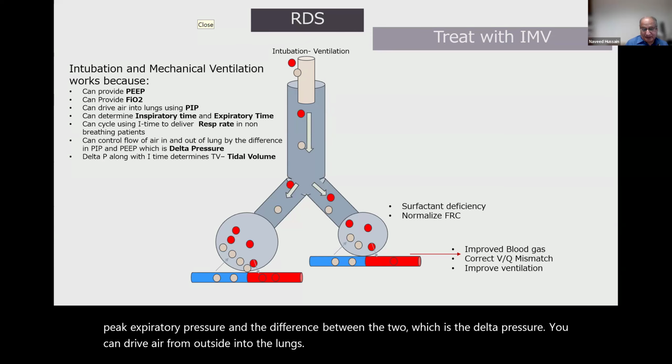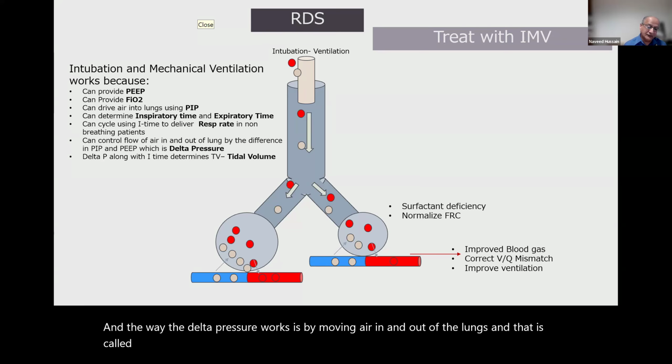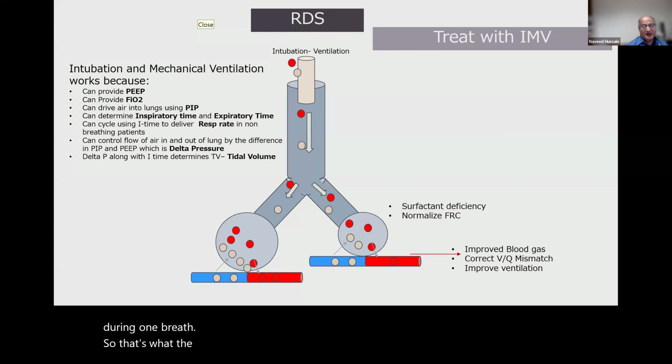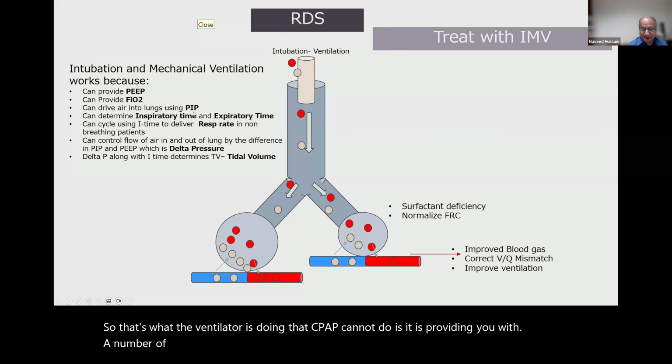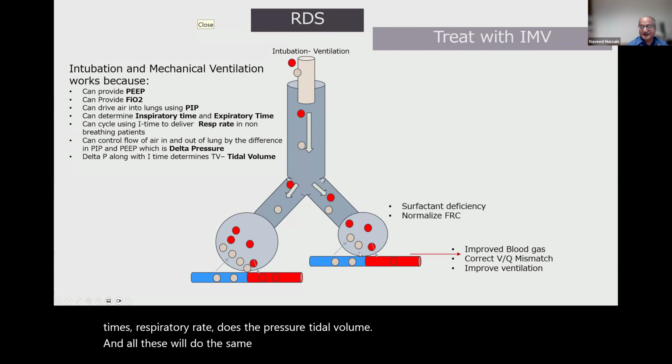And the way the delta pressure works is by moving air in and out of the lungs, and that is called tidal volume. The tidal volume is the amount of air that moves in or out of the lungs during one breath. So that's what the ventilator is doing that CPAP cannot do. It is providing you with a number of extra things, which are positive inspiratory pressure, inspiratory and expiratory times, respiratory rate, delta pressure, and tidal volume. And all these will do the same thing, correct? Open up the alveolus and correct the VQ mismatch. And also, in this case, help with ventilation, which is blowing off the CO2.